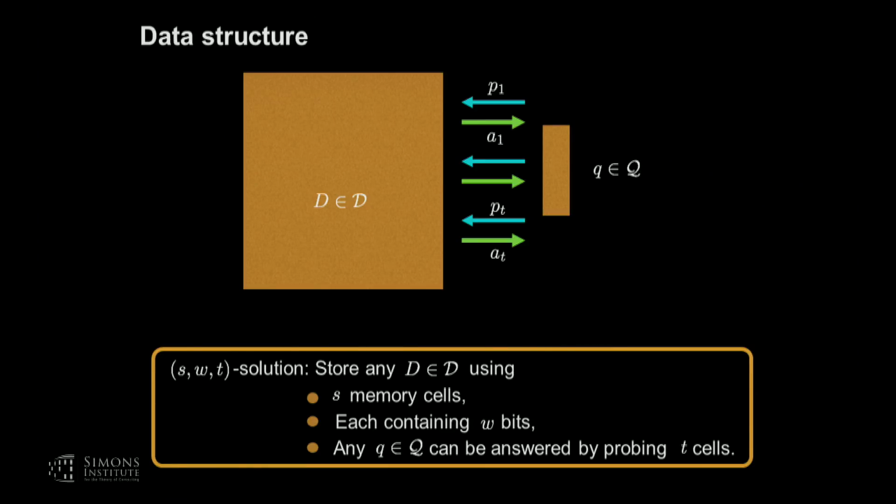We call this an S, W, T solution if you can use S memory cells to store your data after pre-processing. Each of your memory cells contains about W bits, and no matter what the query is from your query space, the query can be answered by probing T cells.